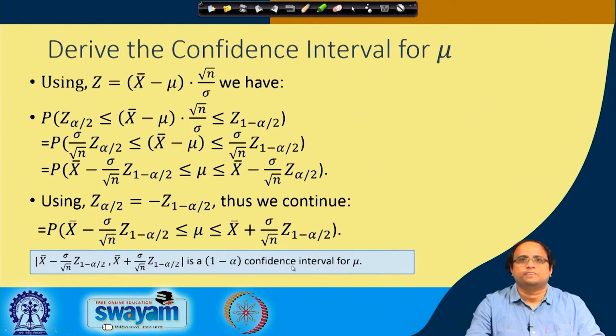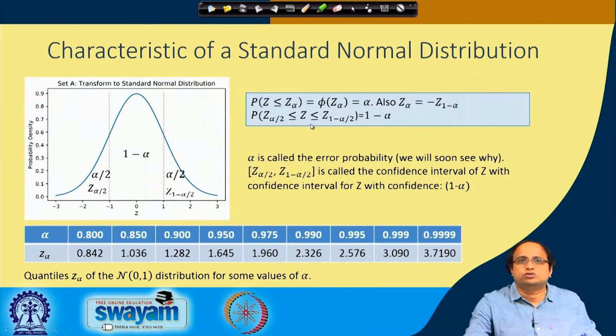So, let us now define the confidence interval for mu, which we are trying to estimate. As I said, Z essentially follows a standard normal distribution, where Z is equal to (x bar minus mu) into root n by sigma. So, we are basically trying to limit Z between Z alpha by 2 and Z 1 minus alpha by 2. That is the confidence interval that we just saw here.